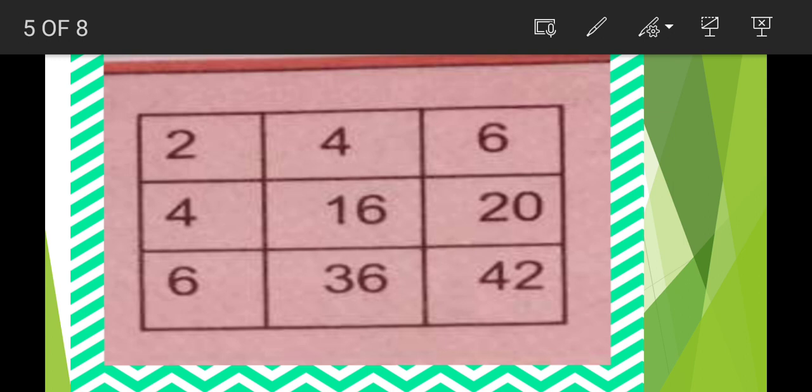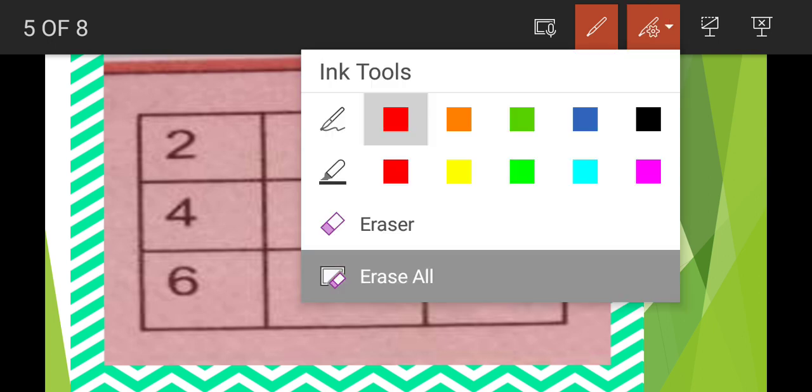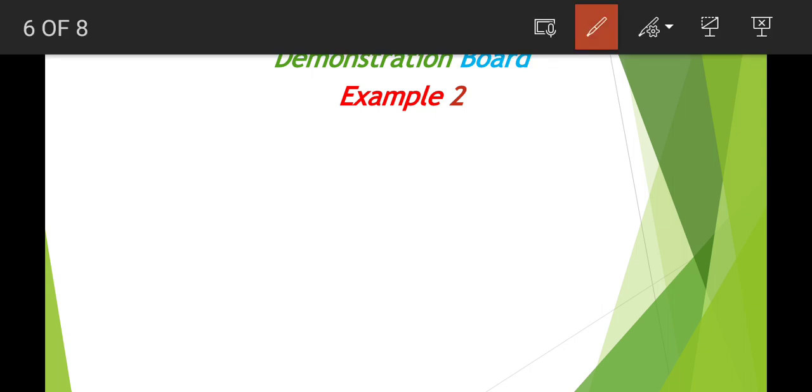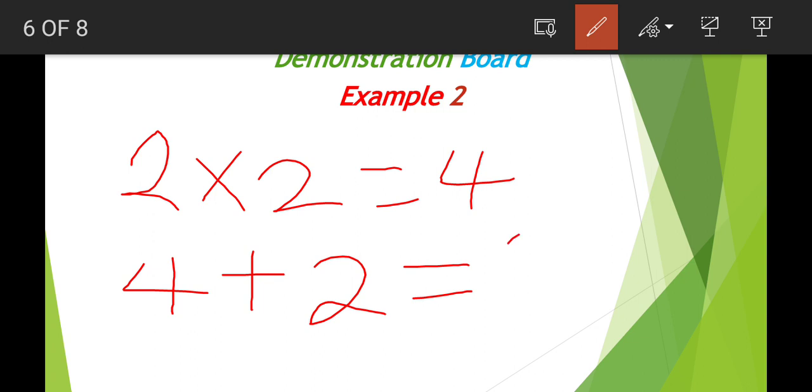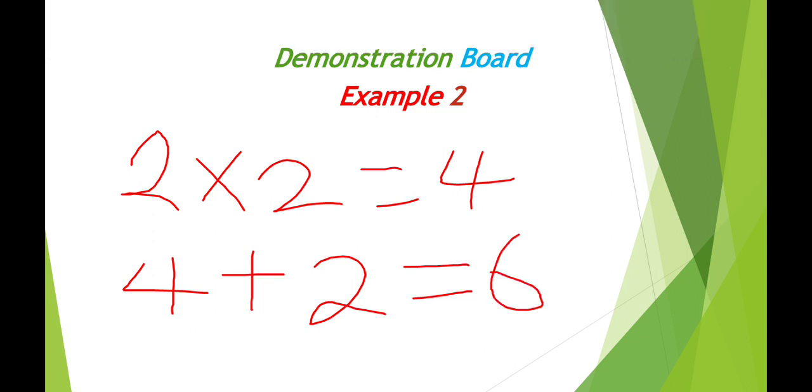Now, assuming 6 was not given to us, how do we get our 6? Let's go to the demonstration board. We have 2 times imaginary 2 is equal to 4. Then 4 plus the imaginary 2 is equal to 6. So that's how 6 was gotten.